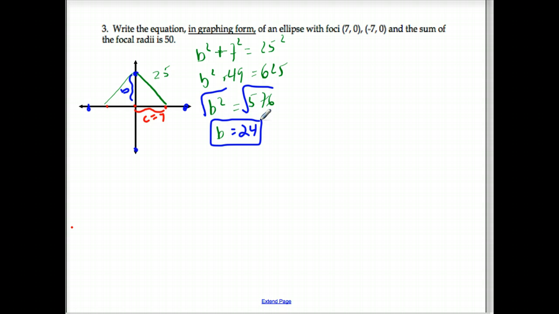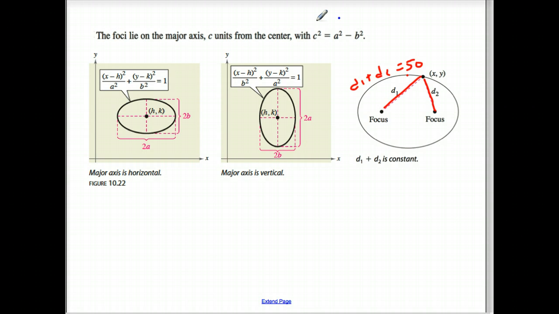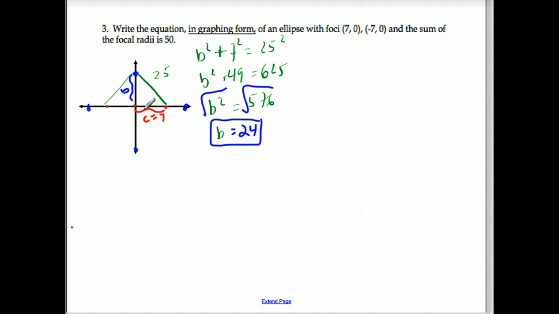All right, so now I know my b, and remember I need to know my center, my a, and my b to be able to write the equation. So now that I know that, I can use that relationship of c squared equals a squared minus b squared. We know that also from our reference. This is always true here, where a squared is always the larger. And we know that our a, our distance from the center to this vertex, is this one, not that. We know the major axis is on the x-axis.